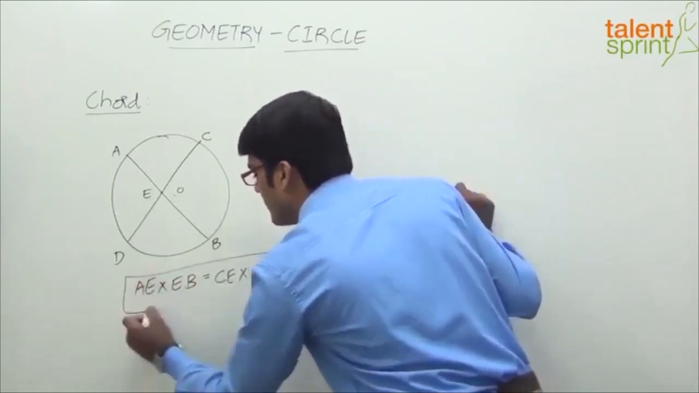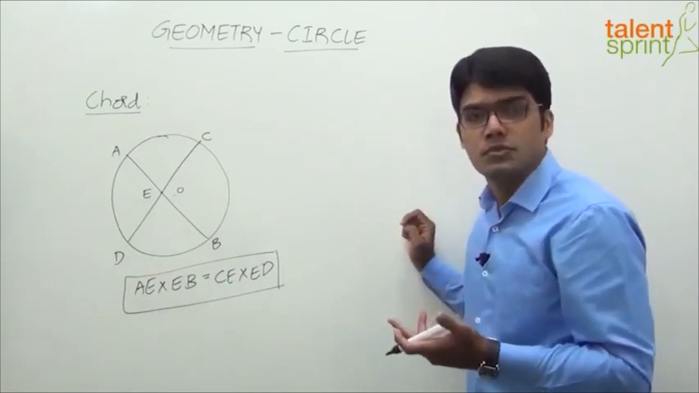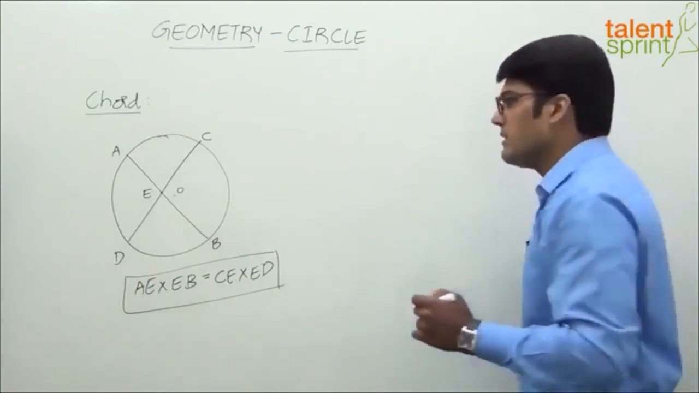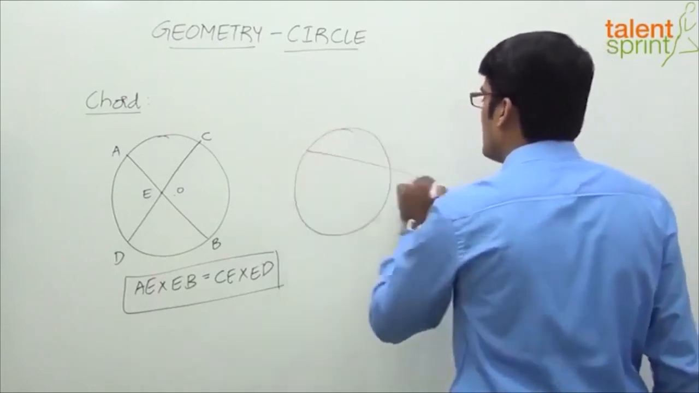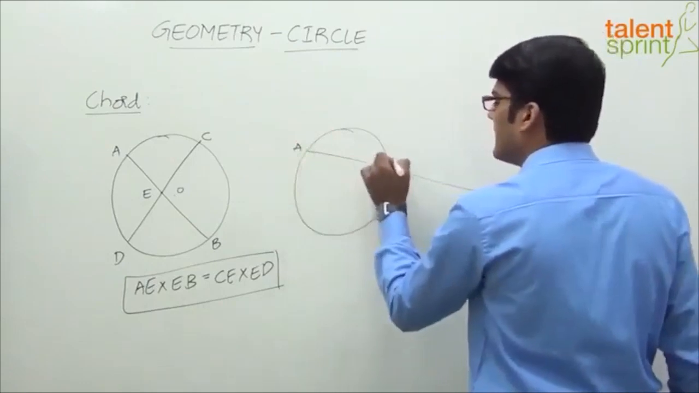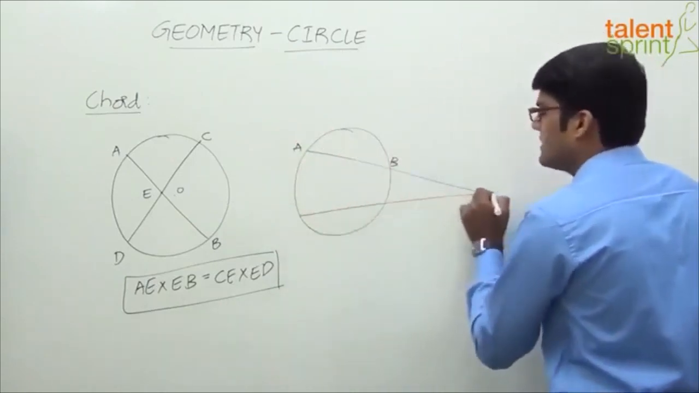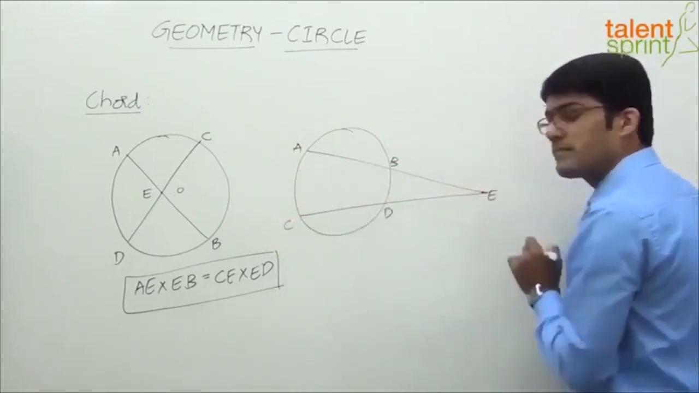Very, very important point. You just need to remember these things. We have no idea when it will be useful. It can come in use any time while solving questions. So it can be either internal or external, like I've mentioned. Let's say there's a chord AB. You have extended this. Then there is a chord CD. You have extended this as well. Both of them meet at an external point.